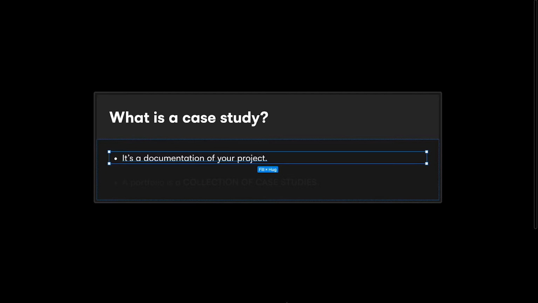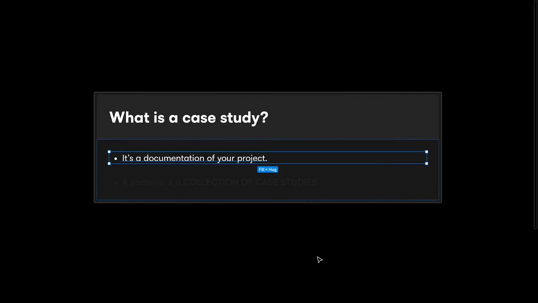All right. So let's answer the question, what is a case study, right? You probably know what it is already. It's basically a documentation of your project. And what that basically means is you're going to have a problem statement, you're going to do a little bit of research work, and then you're going to go ahead and solve the problems, and then you're going to design screens, and then you're going to present it, right? So that is basically the documentation of everything that you did. That's called a case study.